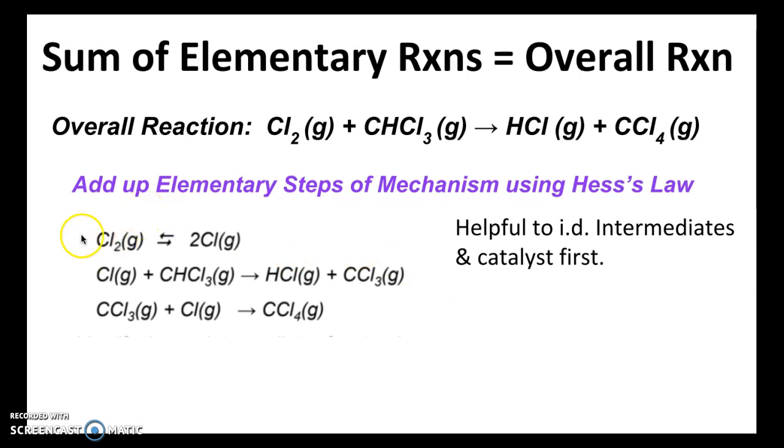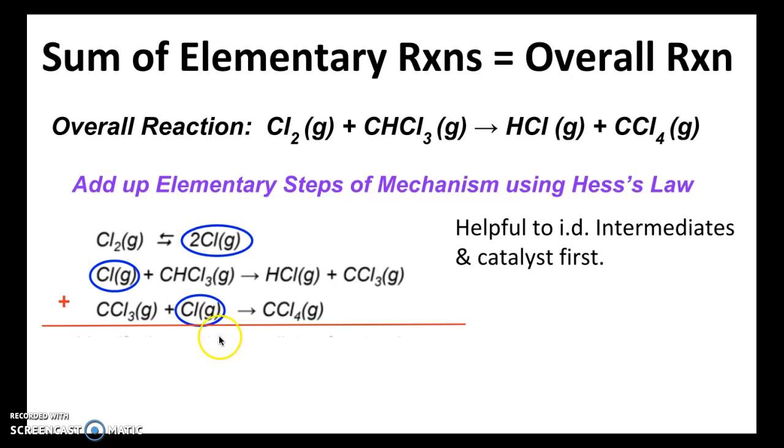So remember, if you're looking, this is our first step here. Cl2 was a reactant, so it's not an intermediate. 2Cl is not a reactant or a product, so that's likely an intermediate. And we see it again as a reactant. So first we produced it, and then we see it as a reactant in both steps 2 and 3. So I'm just going to circle those as my intermediate.